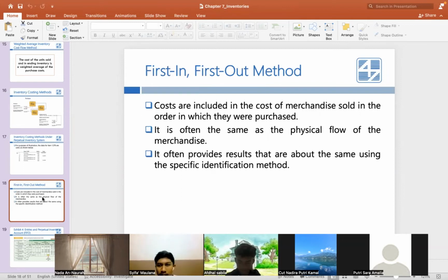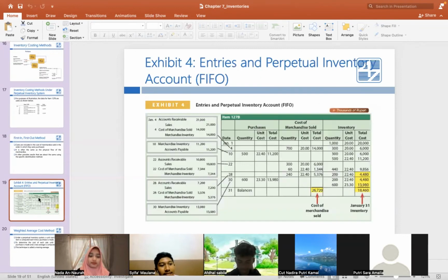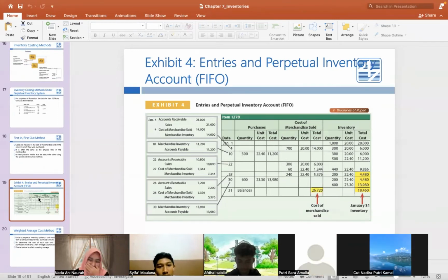So these are the steps of the first in, first out method. First, costs are included in the cost of merchandise sold in the order in which they were purchased. It is often the same as the physical flow of the merchandise. Third, it often provides results that are about the same as using the specific identification method. This is the journal entries in perpetual inventory of FIFO.